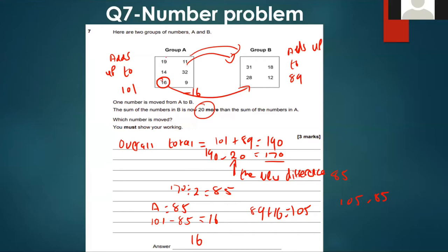What you could have done is put each one in there, starting by adding on 19 to 89 and then just seeing what you got by going on from each one. So if you move 19 to A, you get 82. If you move 19 to B, you get 108. So the difference is 26. Then if you move the number 11, A would be 90, B would be 100. So the difference there is 10. And just keep doing every single number until you got to a difference of 20. You could do it like that, okay?